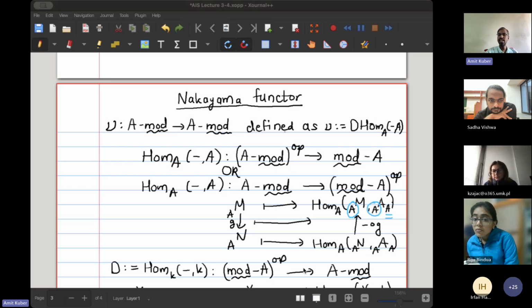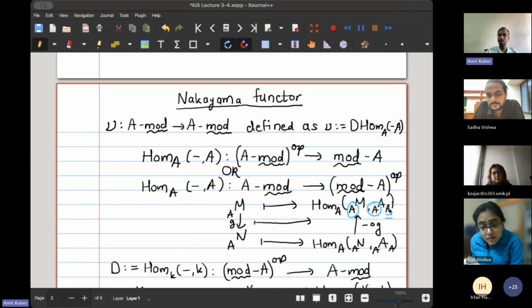Yeah, this is a speciality of non-commutative rings. Oh, I see. Therefore, just because this happens to be a right module, A happens to be a bimodule, we get that we land inside mod A. However, the direction of the arrows is reversed. Okay, that's all I wanted to point out.